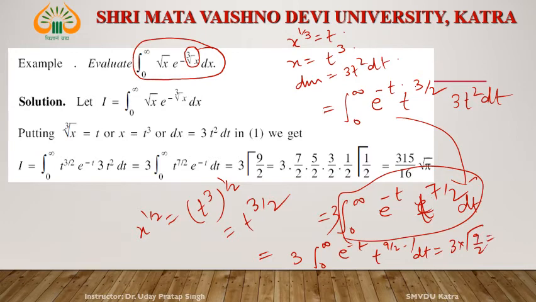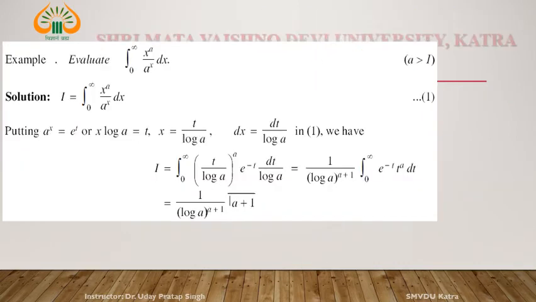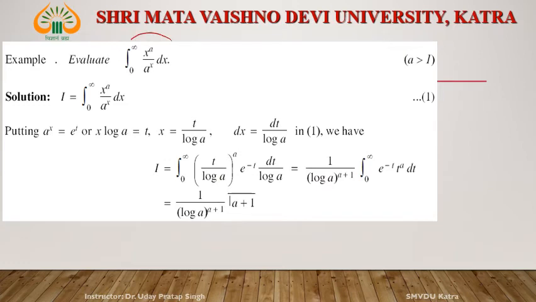And what is gamma 9 by 2? 7 by 2, 5 by 2, 3 by 2, 1 by 2, gamma 1 by 2, which is square root of pi. Okay. So solve it and see the value of this integral is 315 divided by 16 square root of pi. Okay. Now come to this problem.